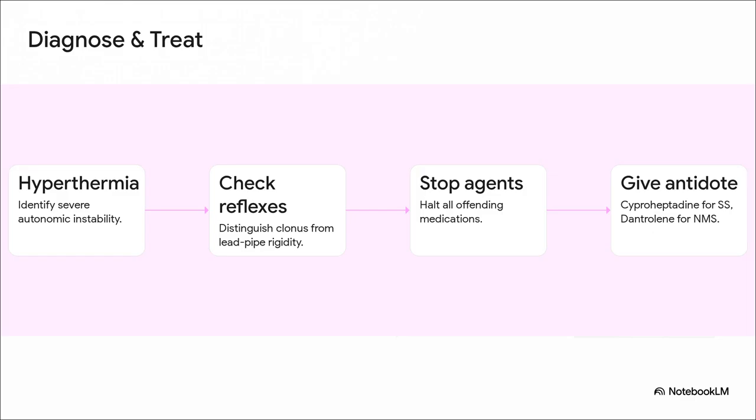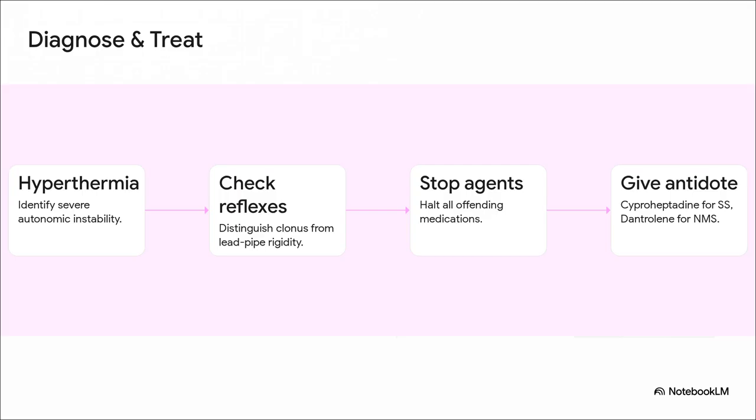Let's walk through this clinical deduction step by step because this is exactly how you have to think on the wards. Step 1. You recognize the life-threatening hyperthermia and autonomic instability. The patient is critical. Step 2 is your major diagnostic pivot. You check the reflexes. The exam reveals spontaneous clonus. That single finding is your answer. It instantly rules out NMS. Because remember, NMS presents with diffuse, stiff lead pipe rigidity and hyporeflexia. The presence of clonus definitively confirms serotonin syndrome.